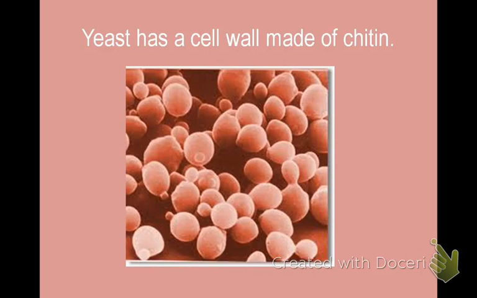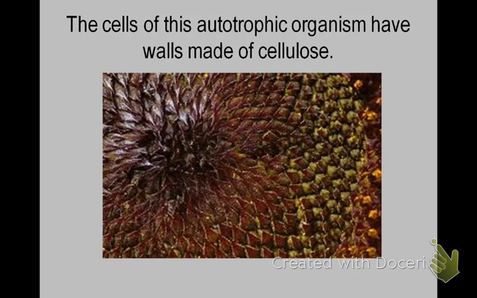Yeast has a cell wall made of chitin. Cell wall made of chitin. Cells of this autotrophic organism have walls made of cellulose. Now remember, autotrophs produce their own food.